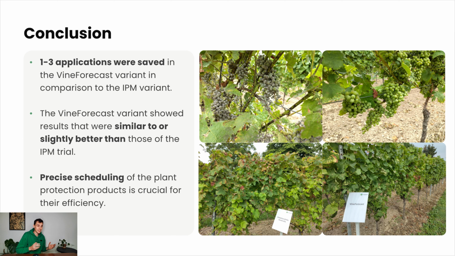In conclusion, we can say that the field trial with the VineForecast algorithm showed that up to 3 plant protection measures could be saved for both powdery and downy mildew compared to a standard spraying sequence, while maintaining the same level of plant protection effectiveness. Precise scheduling of the application, therefore, is really important for the effectiveness of the products.